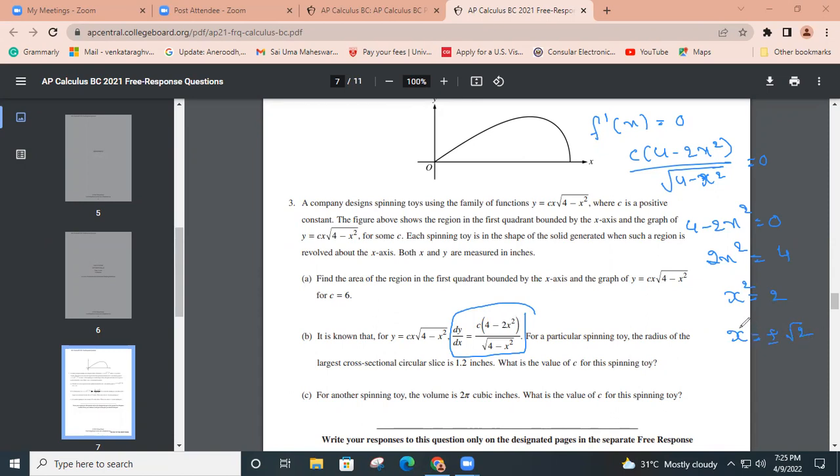Now this x is clearly in the positive direction, so it can't be negative root 2. So the value of x should be root 2.